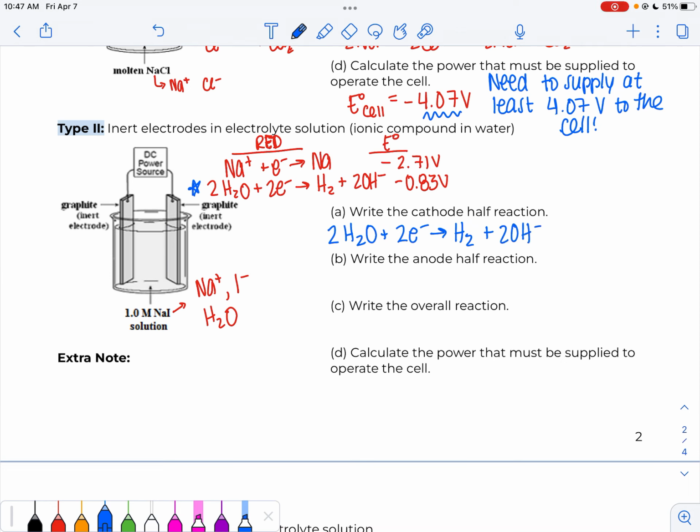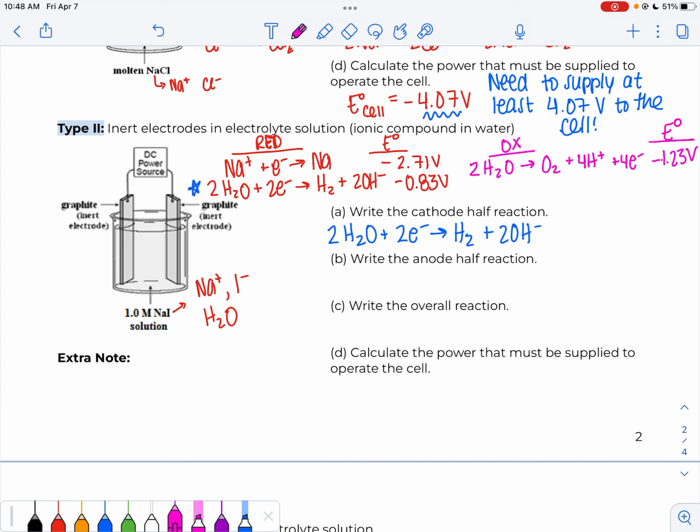Okay, now we have to do the same thing for our oxidation half reactions to decide which one is going to oxidize. So we already know that water is being reduced, which means that it probably isn't being oxidized. I don't want to say can't, but probably isn't being oxidized. So if we wrote that reaction out, the oxidation of water would produce oxygen gas plus hydrogen ions and then 4 electrons to balance this out. Its E cell value is -1.23 volts.